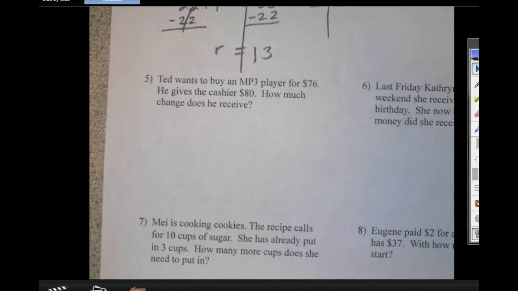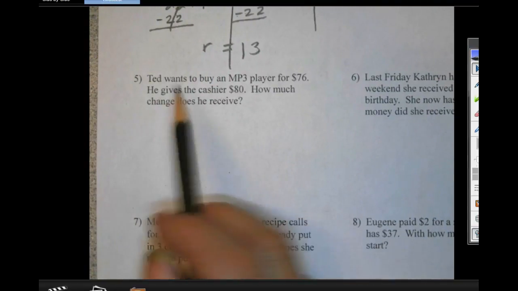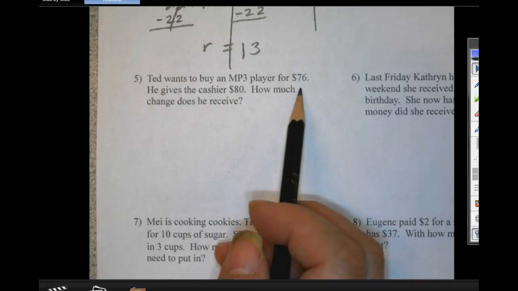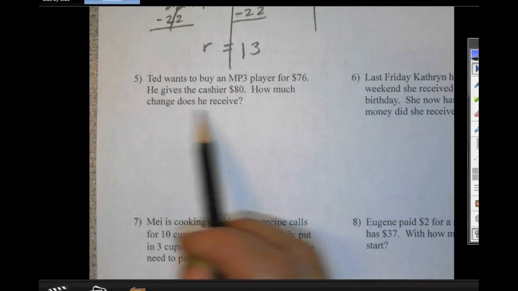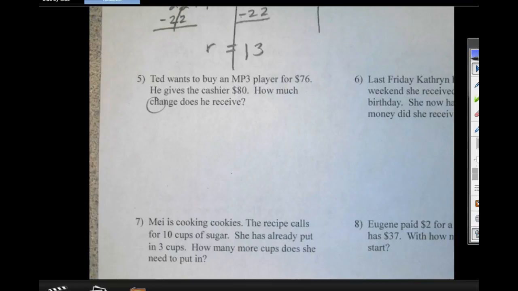So let's look at number 5, and I'm going to read it, and then you guys are going to come up with the equation, okay? So it says, Ted wants to buy an MP3 player for $76. He gives the cashier $80. How much change does he get back? So we want to know the change that he gets back. Okay? So what does he start out with?